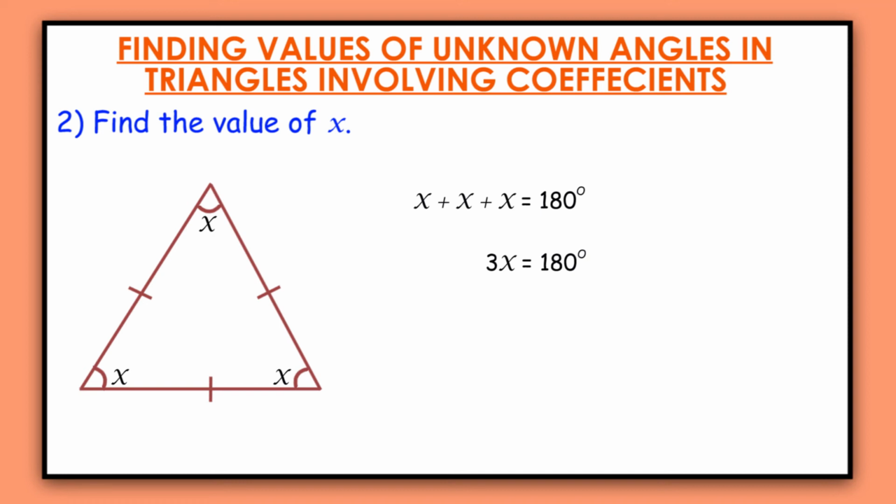We divide both sides by 3. 3x divided by 3 on the left hand side and 180 degrees divided by 3 on the right hand side. 3 divided by 3 is 1. 1 times x remains x. So on the left hand side you have x, which is equal to 180 degrees divided by 3, which is 60. Therefore, x is equal to 60 degrees. That is the value of x, since we have been asked to find the value of x in our question.